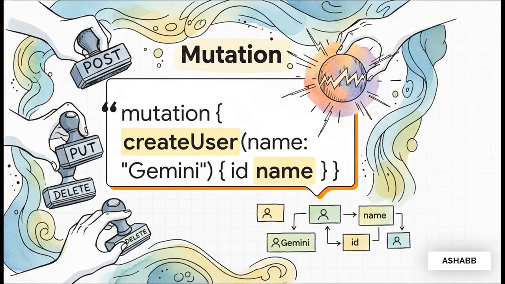Now you're probably thinking, okay, that's great for getting data, but what about changing it? Like creating a new user? Well, in the REST world, you'd use things like POST or PUT requests. In GraphQL, anytime you write or change data, it's simply called a mutation. So here, we're creating a new user named Gemini, and then in the very same operation, we're asking the server to immediately send back the ID and name of the user it just created. It's just so incredibly efficient.